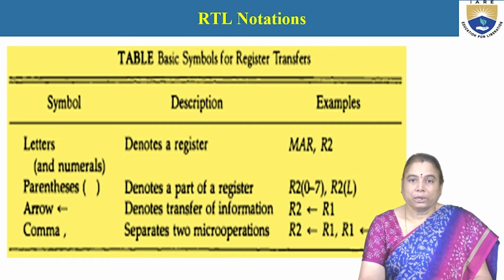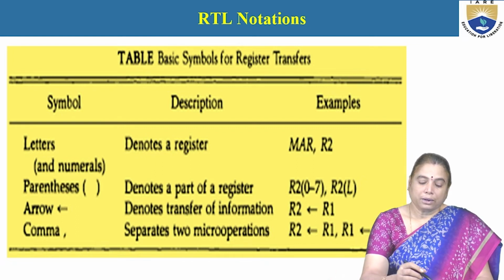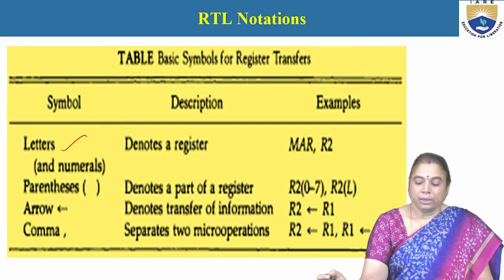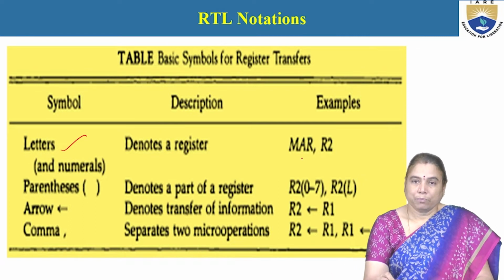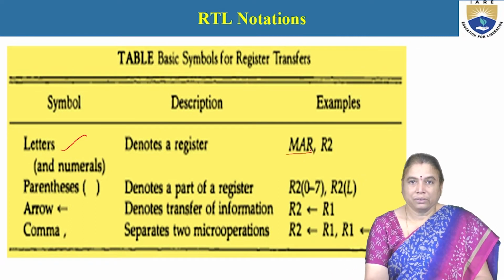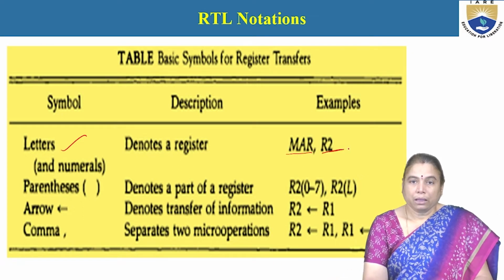What are the basic notations that can be used in the RTL? Majorly, the RTL symbols are letters. The capital letters can be used to denote the registers that are involved in the transfer activity. For example, MAR, memory address register, and R2, the register R2, can be used in the RTL. So the registers that are involved in the data transfer activity can be denoted with a letter.